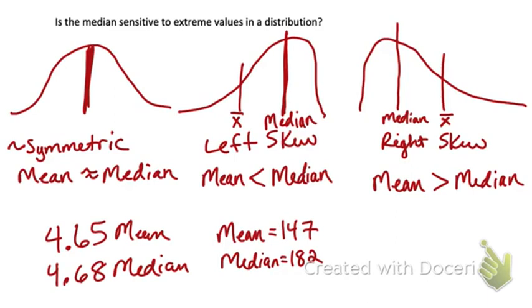If I gave you two numbers, let's say the mean is 27 and the median is 5. Just from that information, you could tell me the skew, that it's right skewed.